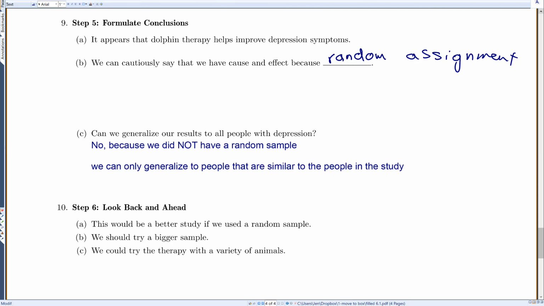Okay. Let's see. Step 6 is look back and ahead. This is where we say, what can we do better? So this would be a better study if we use the random sample, but again, that would be really hard to do. Or we can maybe try a bigger sample.